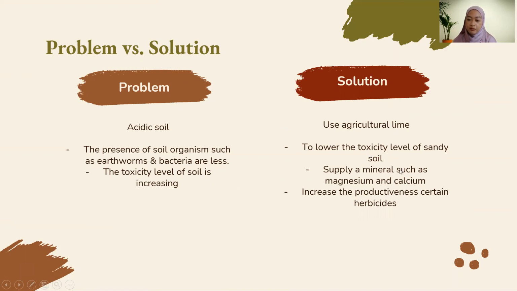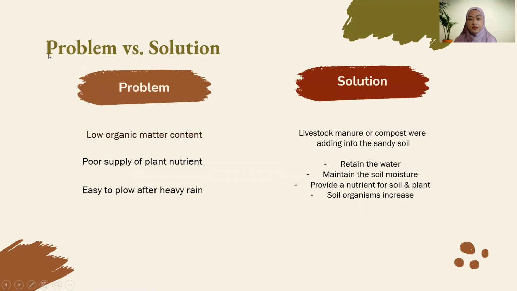Also, it can supply minerals such as magnesium and calcium. And lastly, it also increases the effectiveness of certain herbicides. Next, the problems of sandy soil are low organic matter content, poor supply of plant nutrients, and being easy to erode after heavy rain. To overcome this problem, we can use livestock manure or compost by adding it into the sandy soil.